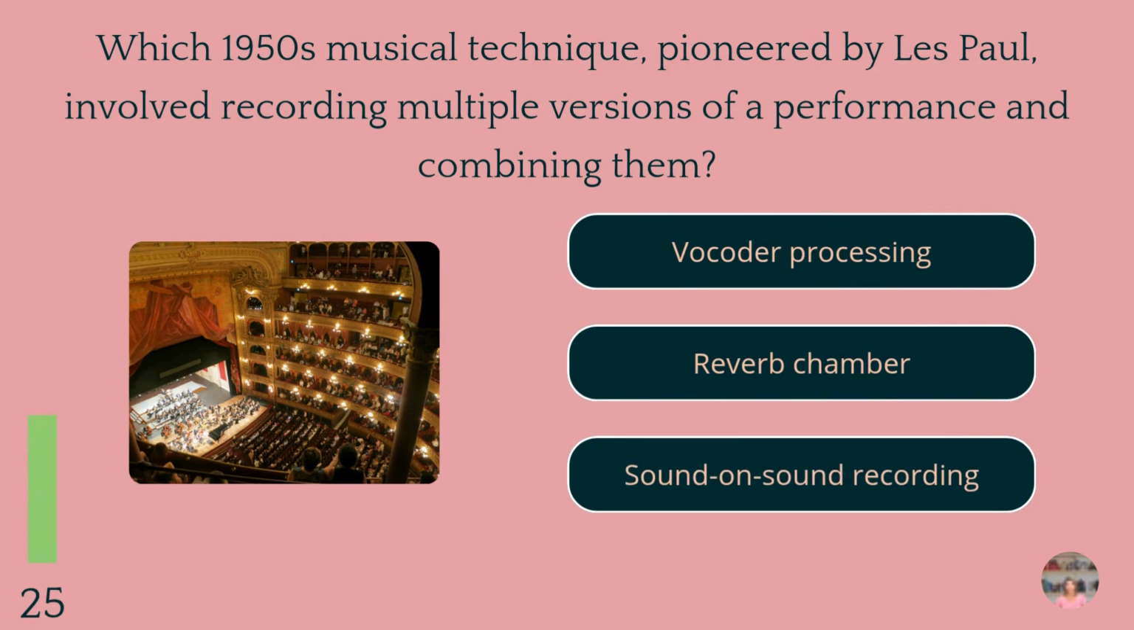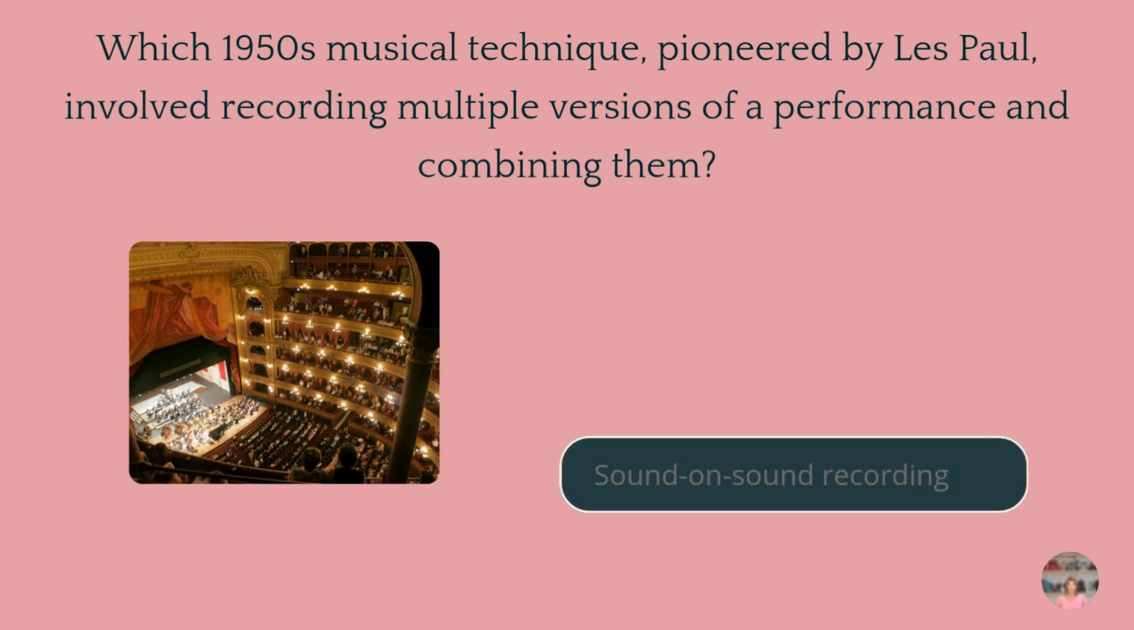Which 1950s musical technique pioneered by Les Paul involved recording multiple versions of a performance and combining them? Vocoder processing, reverb chamber, or sound-on-sound recording? Sound-on-sound recording.